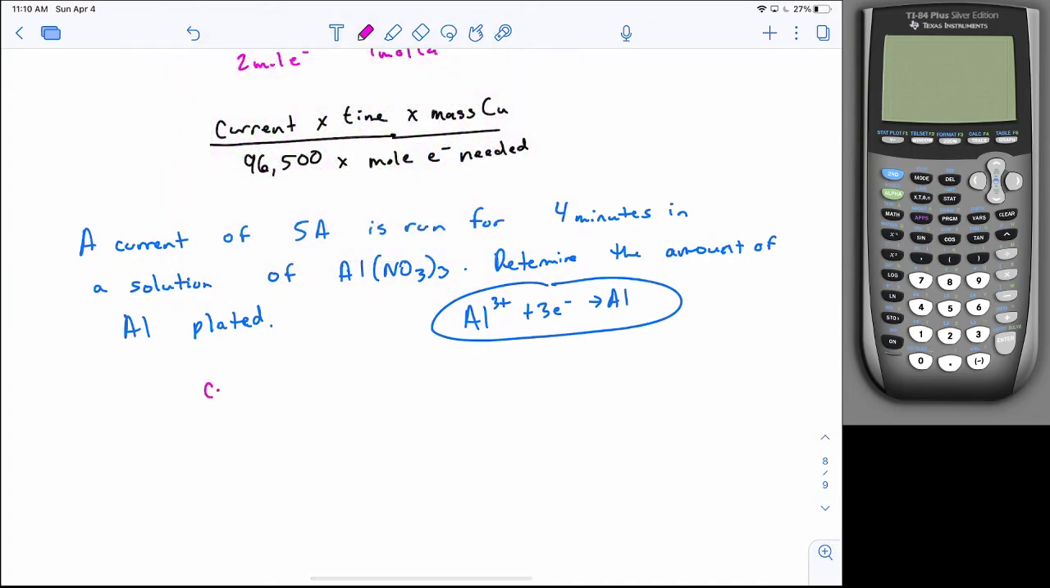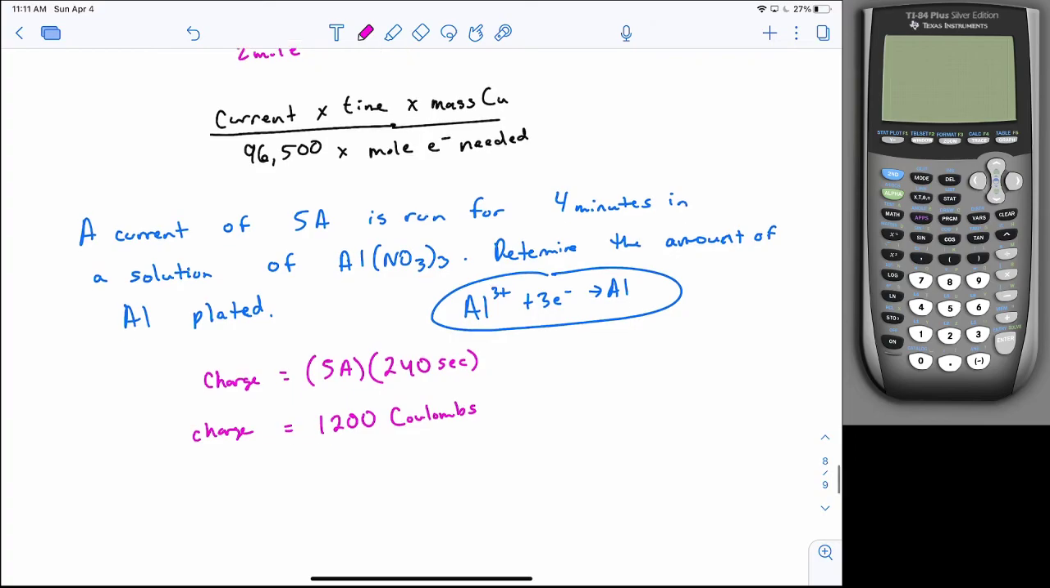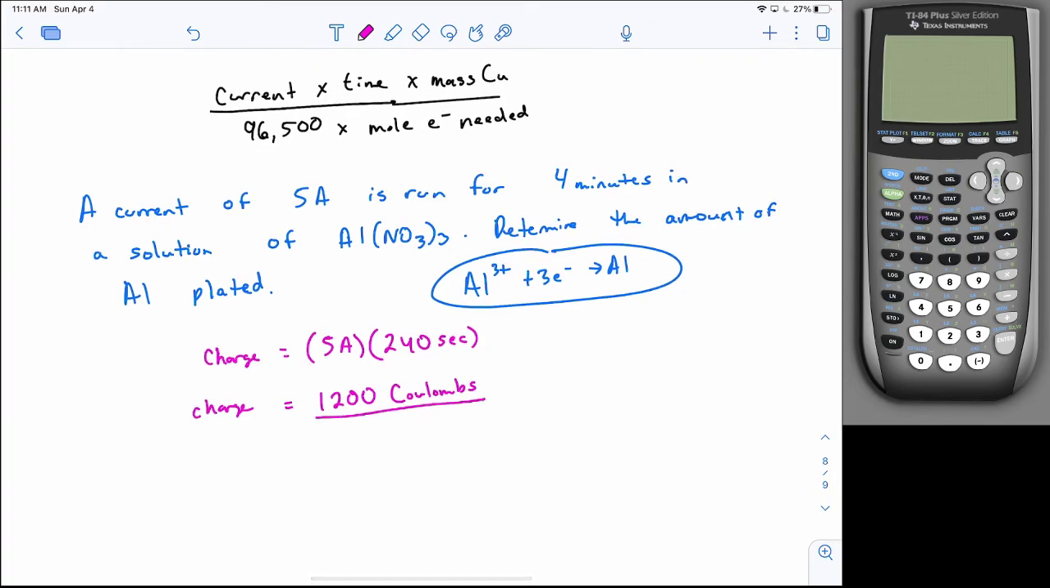After that, I will do my charge in coulombs is equal to 5 amps times 4 minutes times 60 for seconds. So 240 seconds here. Okay, so my charge is essentially 1,200 coulombs. And then I divide that by 96,500 coulombs per mole of electrons to figure out how many moles of electrons I have.